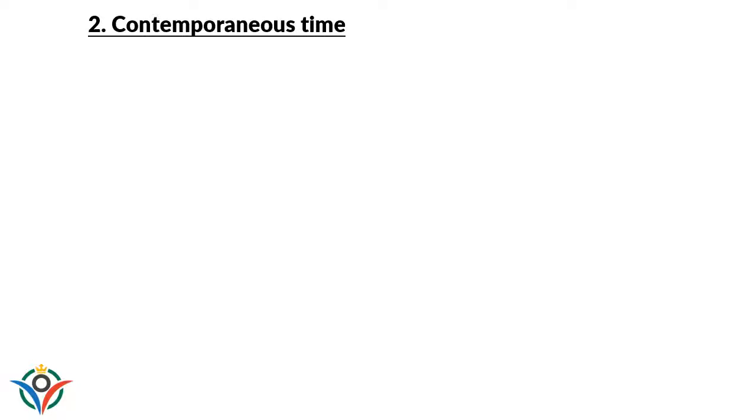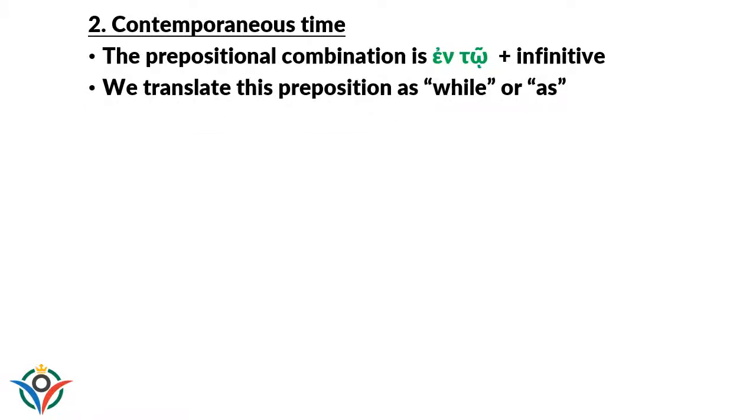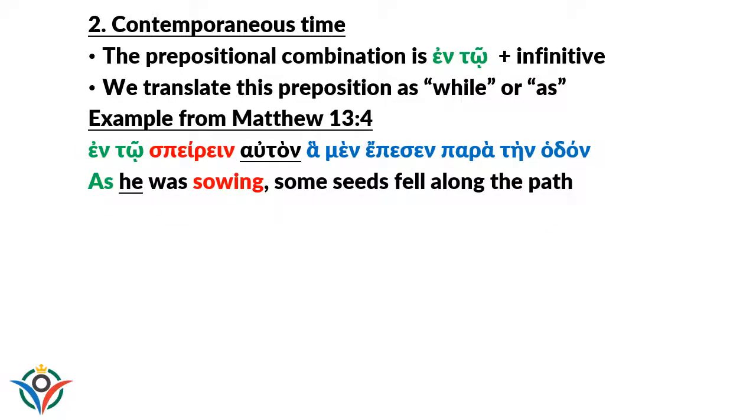The second temporal relationship is contemporaneous time. So the prepositional combination that we have to look out for now is en to plus the infinitive. And we translate this preposition as while or as. So here's an example from Matthew 13 verse 4. We have en to sperein auton ho men epesen para ten hodon. As he was sowing, some seeds fell along the path.